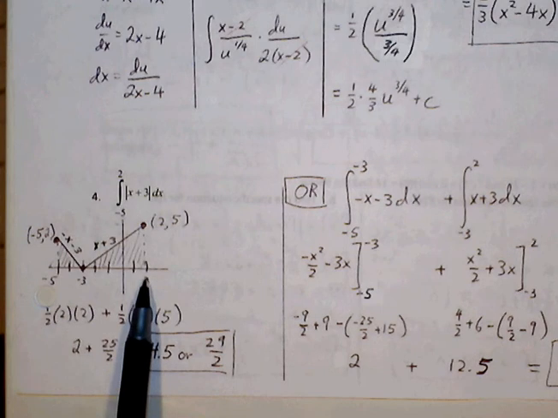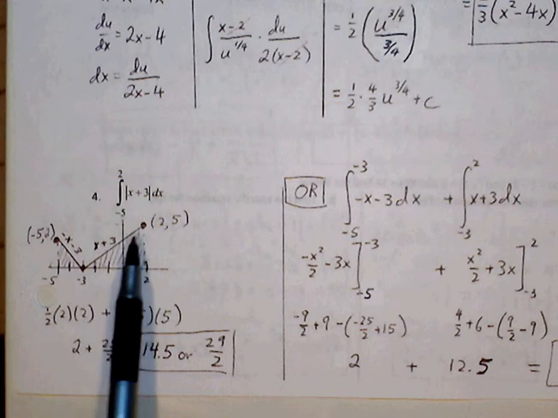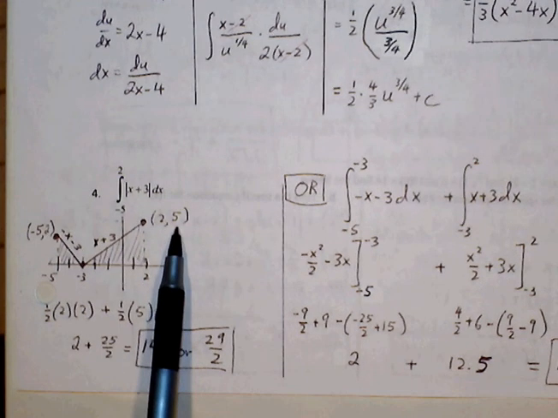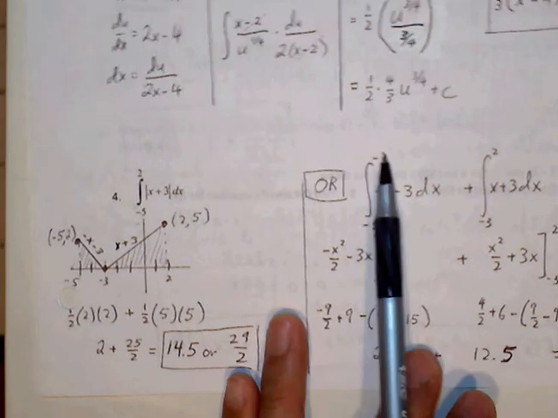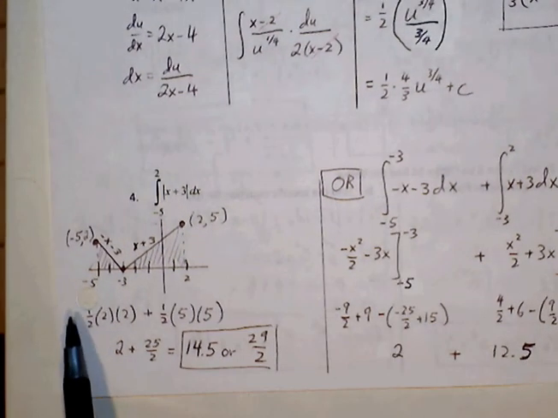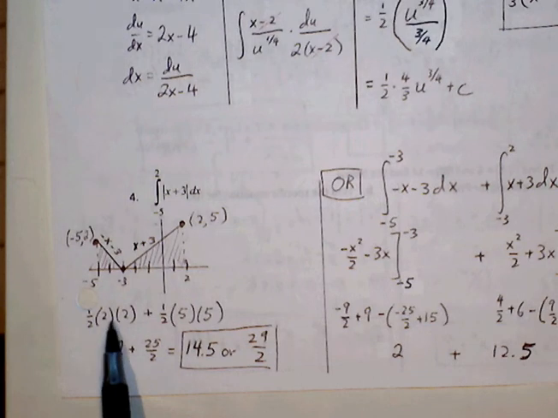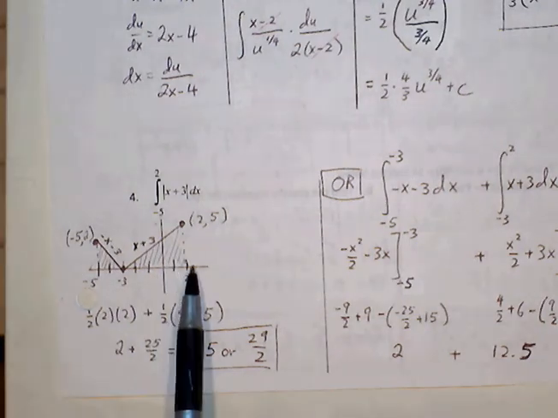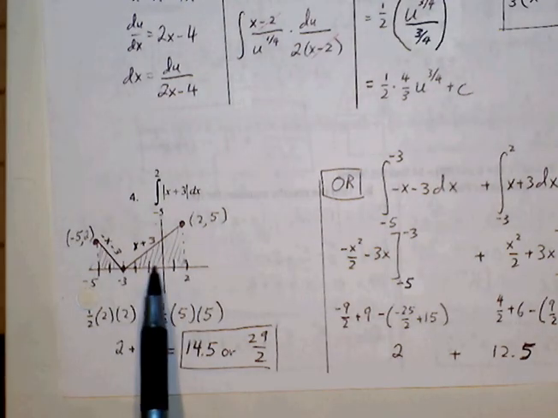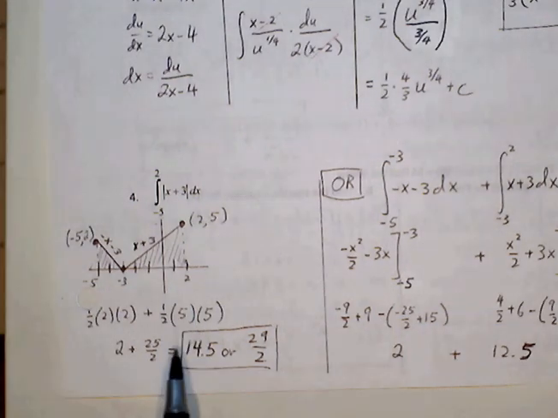So we simply add the two areas of these triangles together. Each triangle is 1/2 base times height. So the base is 2 units, and the height is 2 units as well. So 1/2 times 2 times 2 gives us 2. And this side here, 1/2 base, our base is 5. Our height is also 5. So 25 over 2 will be the area of the second triangle. 2 plus 25 over 2 is equal to 14.5, or 29 over 2.